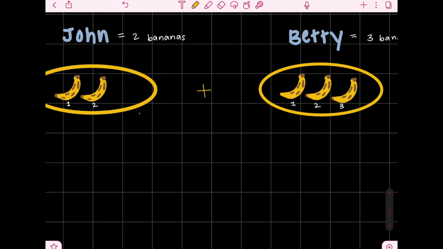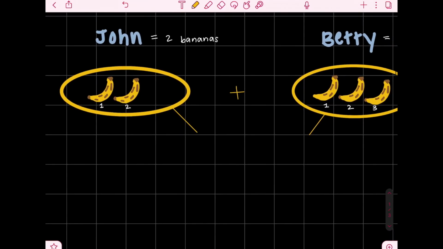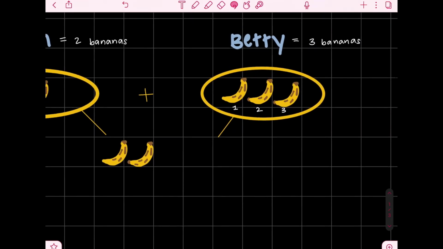And now we're going to draw our little diagram where we add the two amounts of bananas that we have. So I'm going to bring over John's bananas. So we have 2 bananas here, 2 bananas of John, and 3 bananas of Betty.